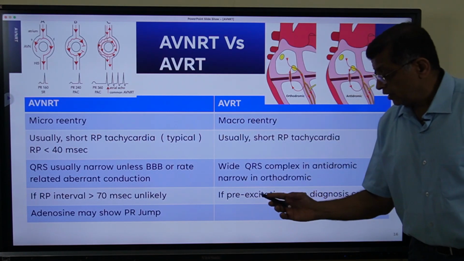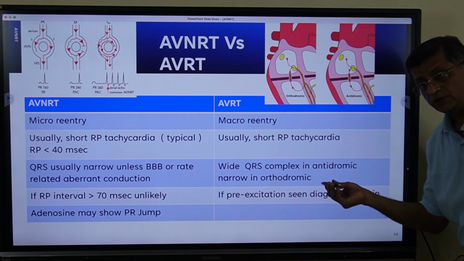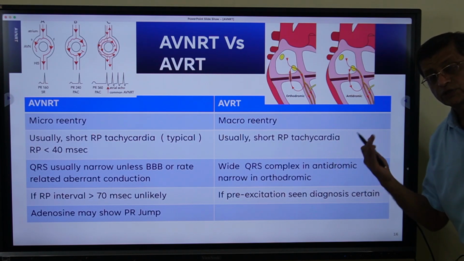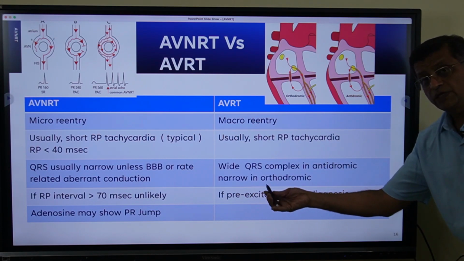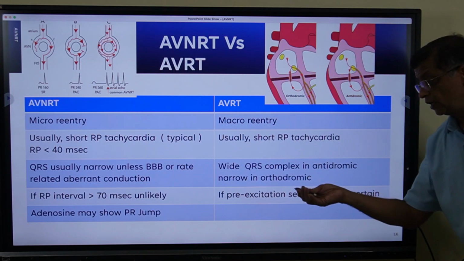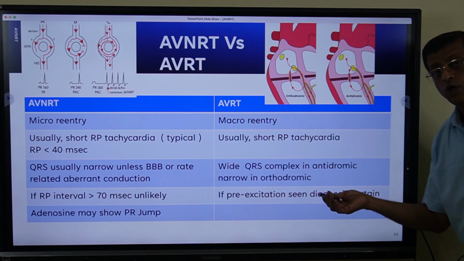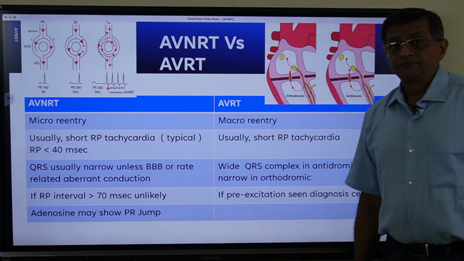In AVRT, if you see evidence of pre-excitation, what is the evidence of pre-excitation? In my next lecture, we are going to discuss AVRT and WPW syndrome. Pre-excitation means there is a short PR and a delta wave. So if evidence of pre-excitation is seen, almost always that is due to AVRT.